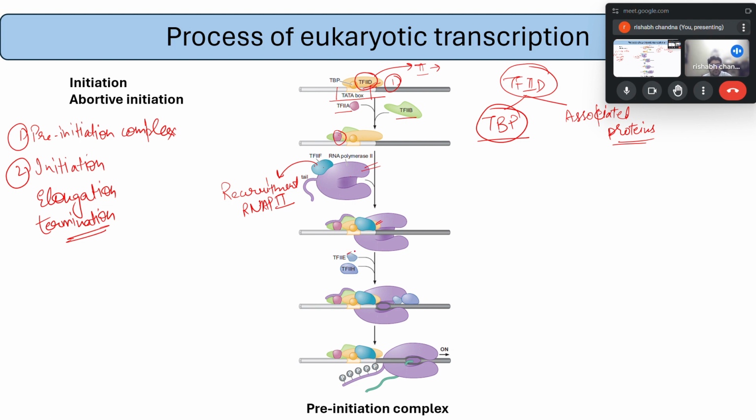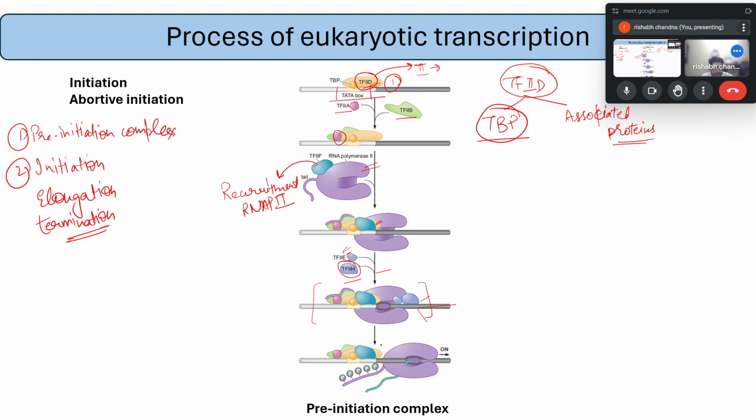Then comes TF2E and TF2H. So TF2H has a kinase activity, so this basically helps in extracting energy from ATP. Okay, and TF2E has a role in opening the DNA chain. So now when all of these subunits are recruited, then the RNA polymerase starts the transcription.